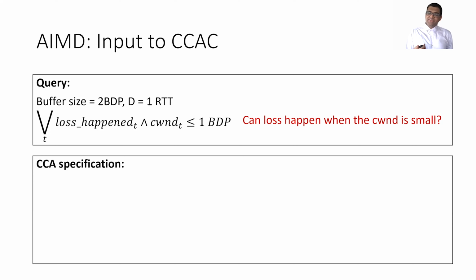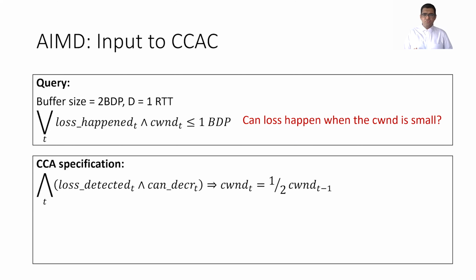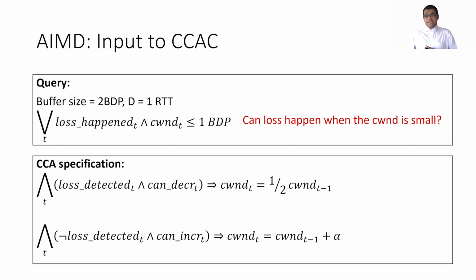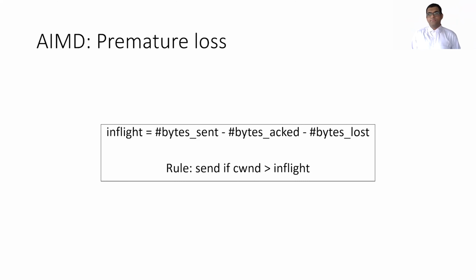We also need to specify the congestion control algorithm. So we do that also using logical formulas. This formula says that if loss is detected, then the congestion window at time T should be half of the previous congestion window. The Boolean variable can decrease ensures that we do not halve our congestion window twice in the same RTT. For the increase side, we have a similar formula.